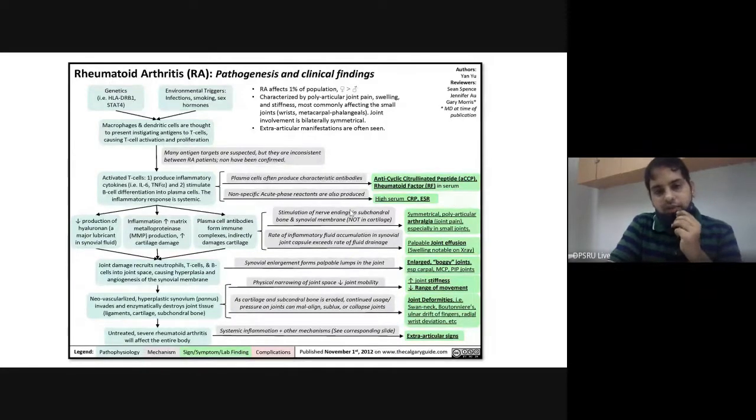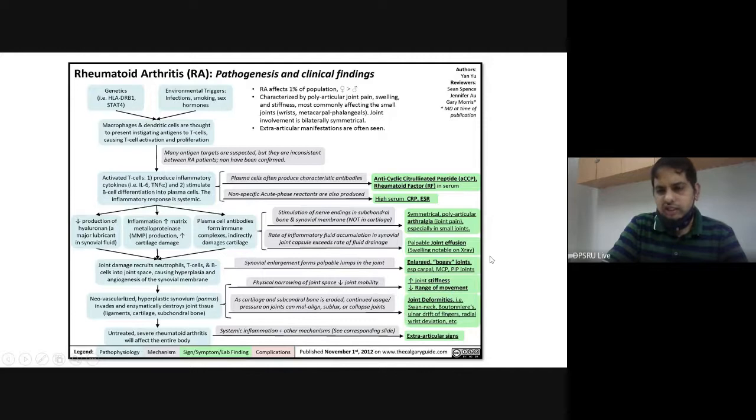With inflammation in the body, CRP will increase, but again CRP is increased in many conditions. Whenever there is inflammation in the body, CRP will be increased, but it's not very specific about whether the inflammation is in the joints, the brain, or any other part. If ESR, erythrocyte sedimentation rate, is increased, we suspect the person might have rheumatoid arthritis. Other signs are arthralgia, joint pain, especially in small joints, palpable joint effusion, swelling, enlarged boggy joints you can see on an X-ray, and joint stiffness.